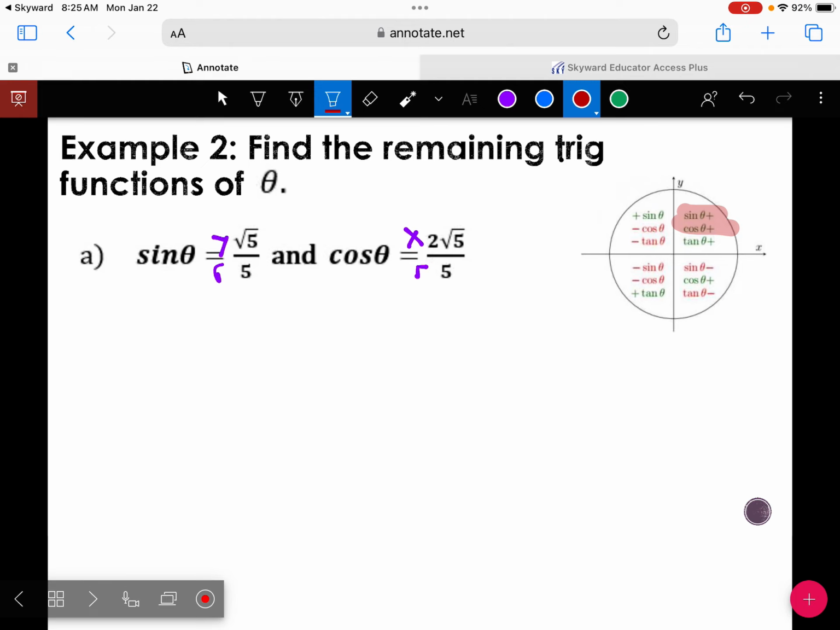So from there, I'm going to give you guys a couple minutes to try to figure out the next 4 remaining trig functions.